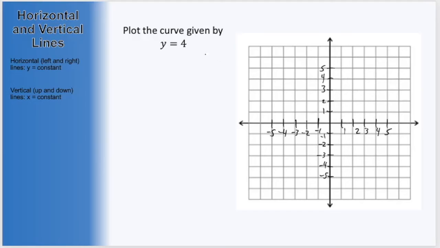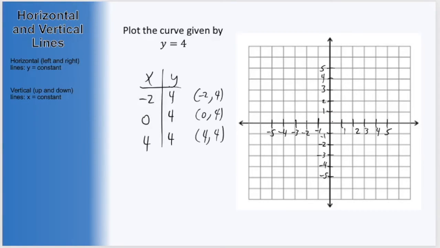Consider plotting y equals 4. Notice that there is no x in this equation. So if we were to try to make a table of our x and y values, like we discussed last time, we will find that no matter what the x value is, whether we choose -2, 0, or 4 for x, the y value should always equal 4. Just from these values, we'll have some points that we can plot on our graph.